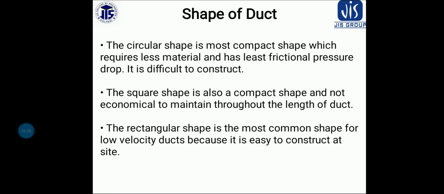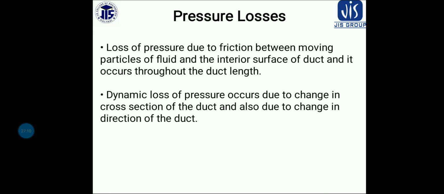Also, we can say that the circular duct offers less resistance to flow due to the absence of corners. There is not any corner, because at a corner there must be some losses. So there must be some pressure losses, due to friction head loss, that you can observe. The circular duct offers less resistance to flow due to the absence of corners.